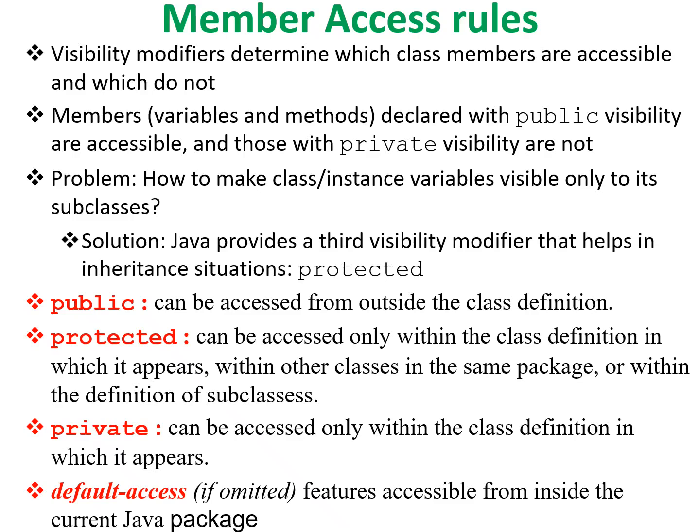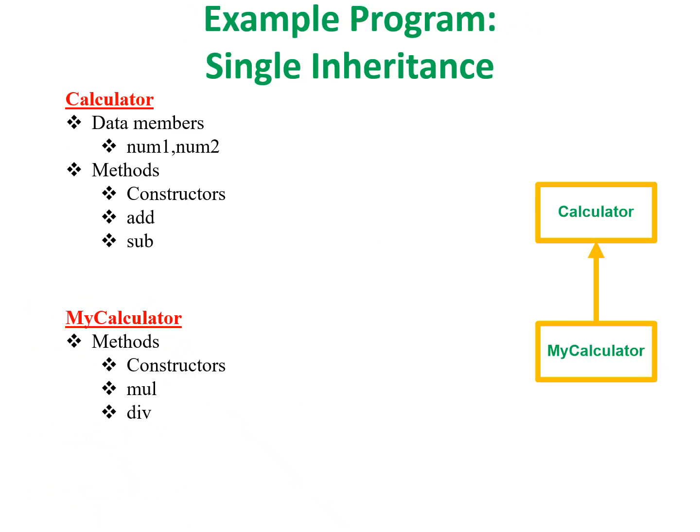For inheritance, protected is very important. It allows subclasses to use parent data while still keeping it hidden from other classes. Example for single inheritance: the Calculator class has add and subtract methods, and MyCalculator extends Calculator and adds multiply and divide. We do not rewrite add and subtract. We simply reuse them. This is code reusability in action.